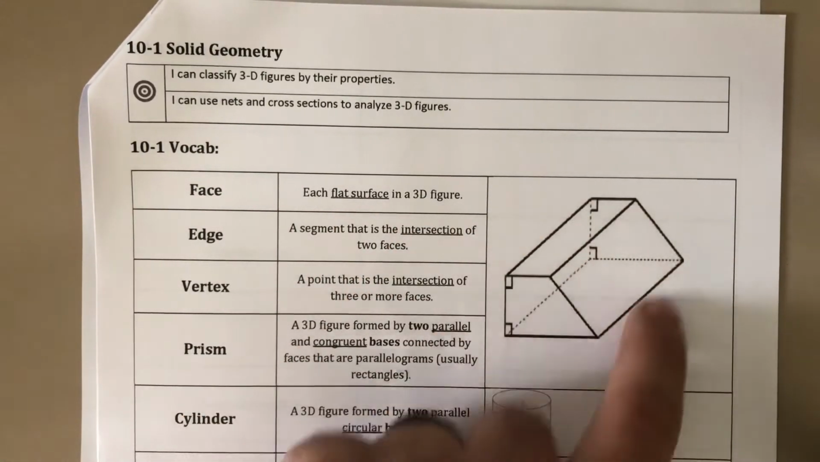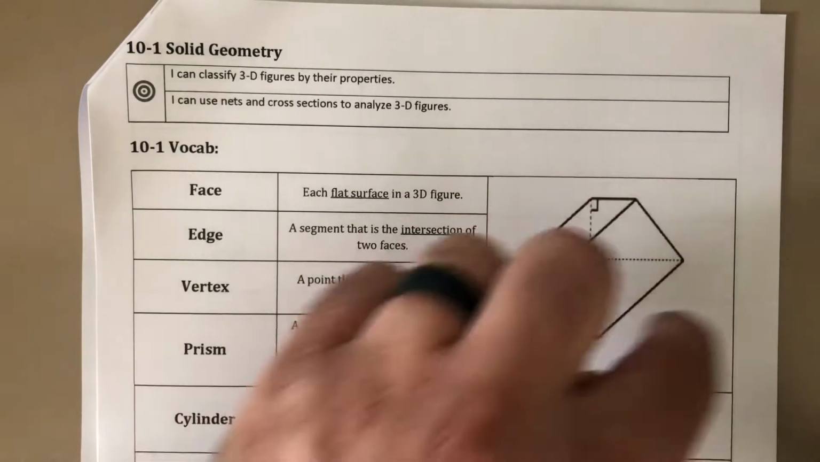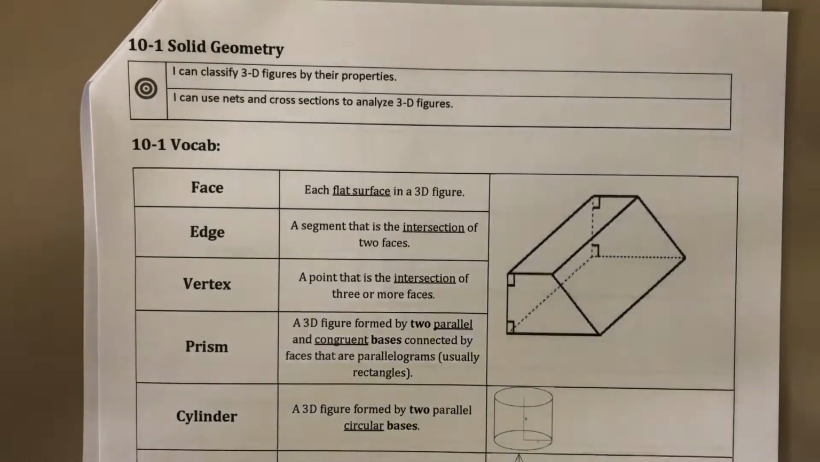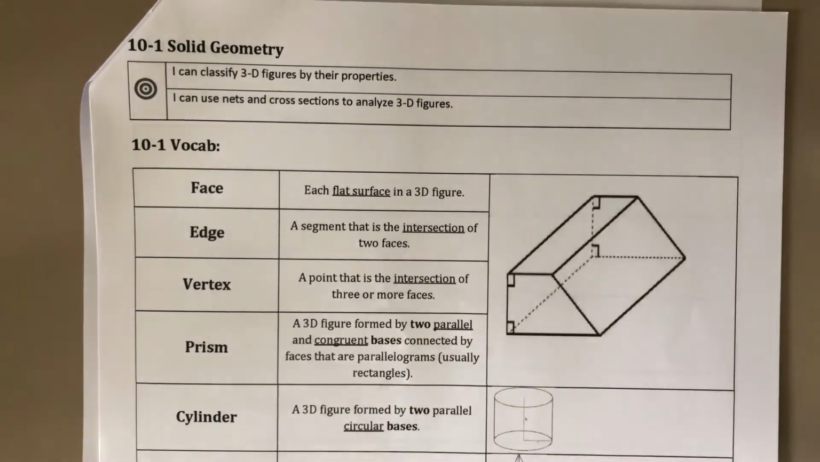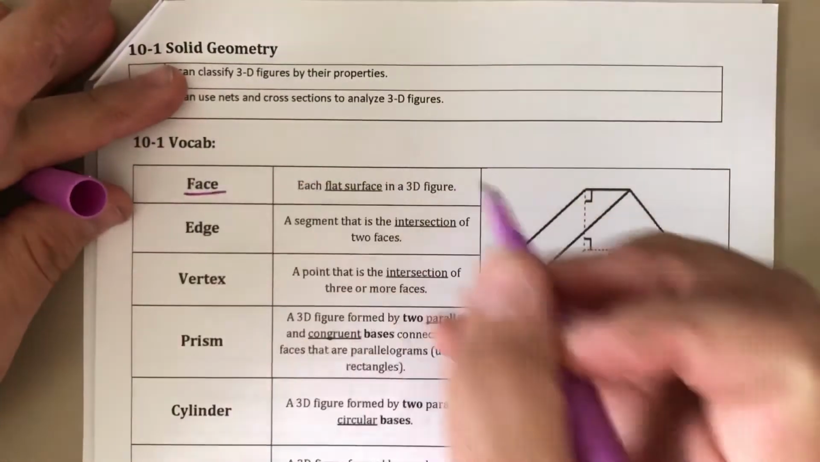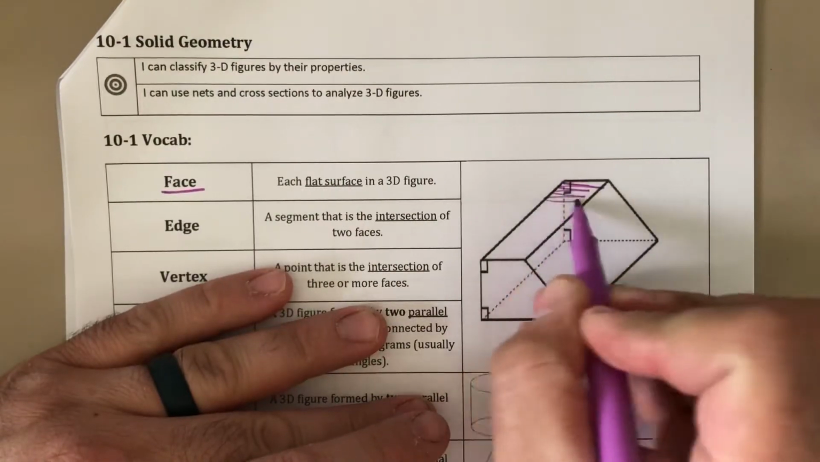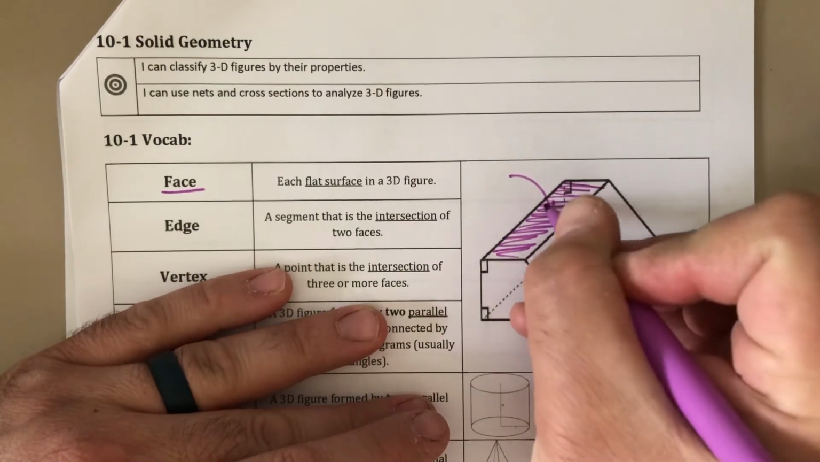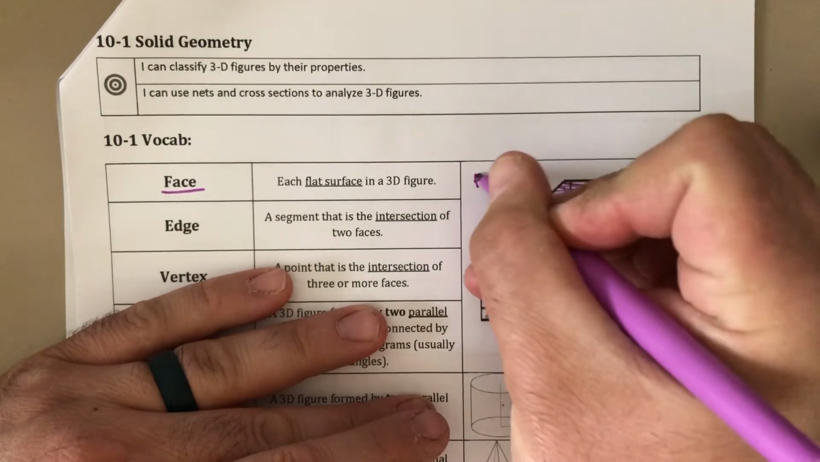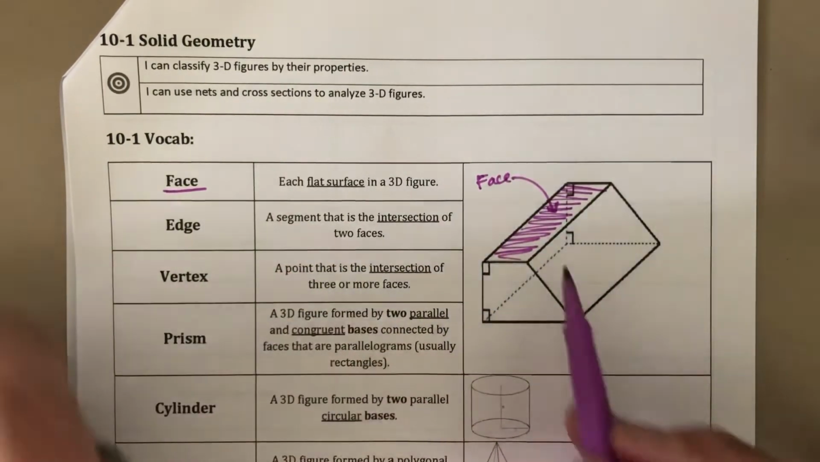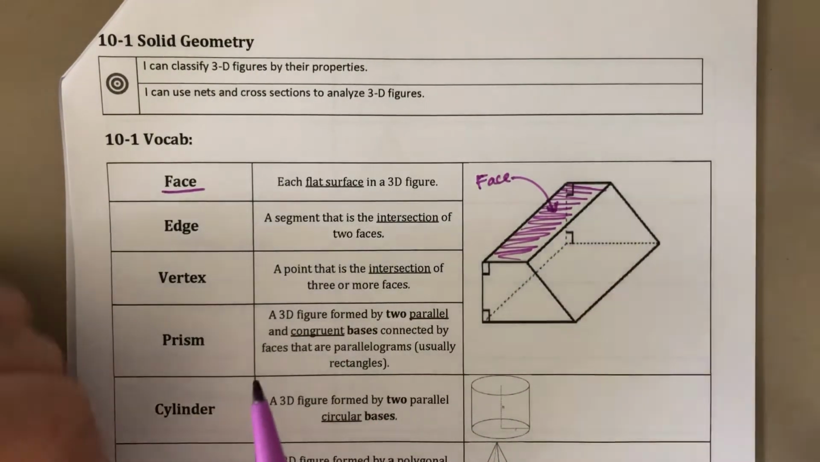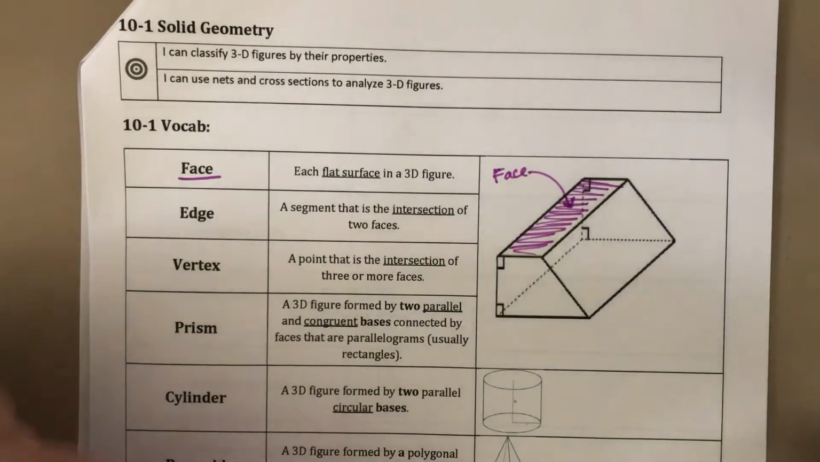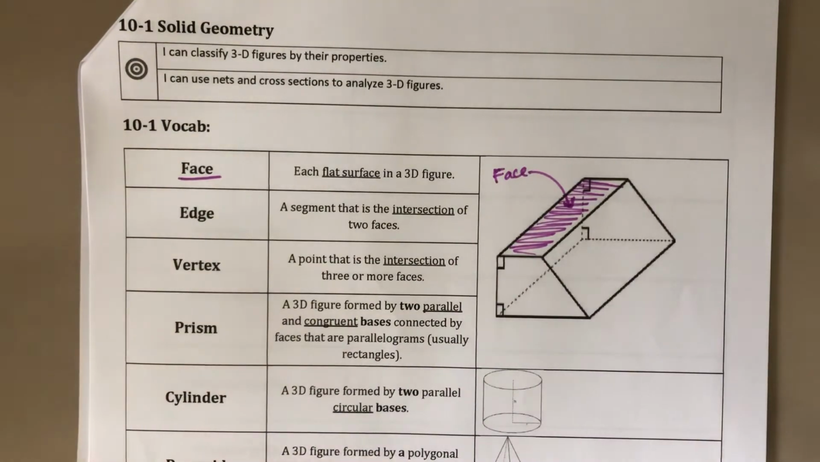If this is our 3D figure here, any one of those flat surfaces is considered a face. So if I use my little purple here, like this top one, for instance, the whole big flat thing, that is a face. Now they're all faces, but I'm just coloring in one for our use right now.